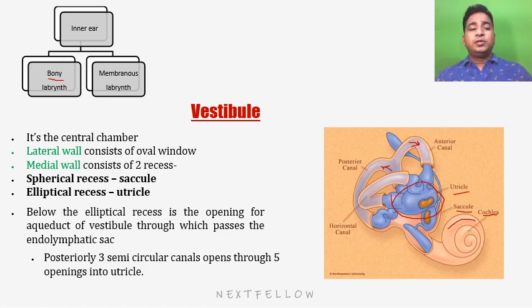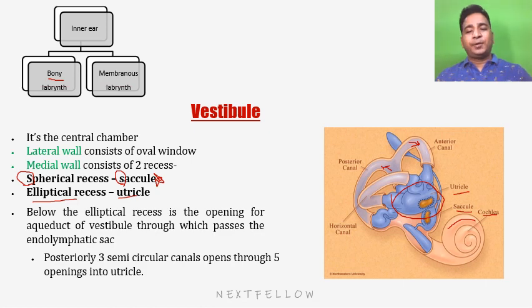Okay, so this saccule is a spherical recess. Its shape is spherical. So how can we remember? S stands for S, that is, spherical is for saccule. It has been asked in the exam. So the saccule is a spherical recess, whereas the utricle is an elliptical recess.